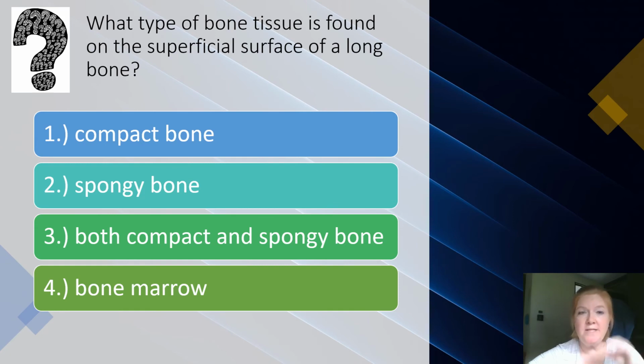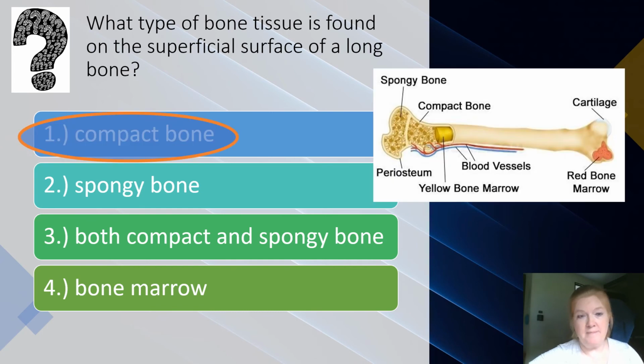Okay, what type of bone tissue, so we just talked about two, is found along the superficial surface of a long bone? That's going to be compact bone. That's what you think of when you think of a bone. So it's what you see on the outside.